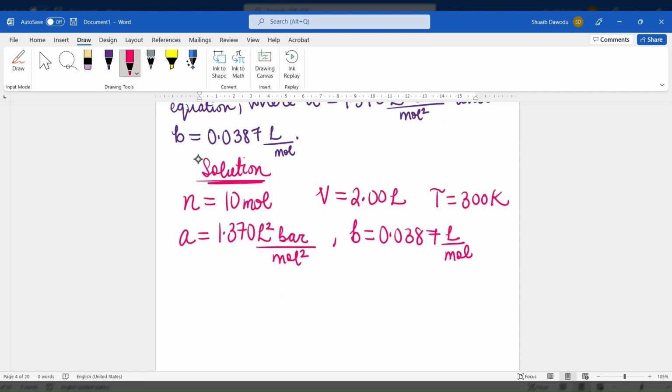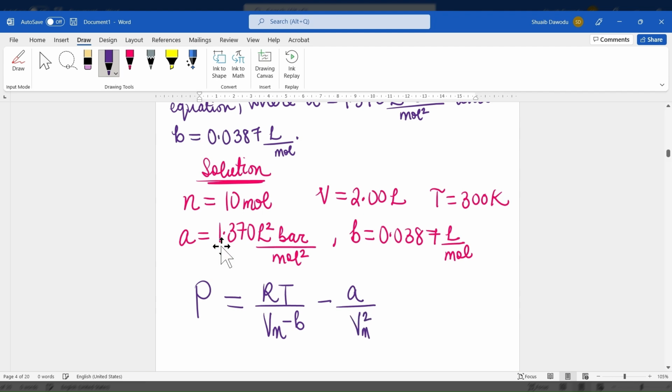We're told that this gas behaves according to the van der Waals equation, so in order to solve it, we have to use the van der Waals equation of state. The van der Waals equation of state is simply P, pressure, is equal to RT divided by the molar volume minus B, minus A divided by the molar volume squared.